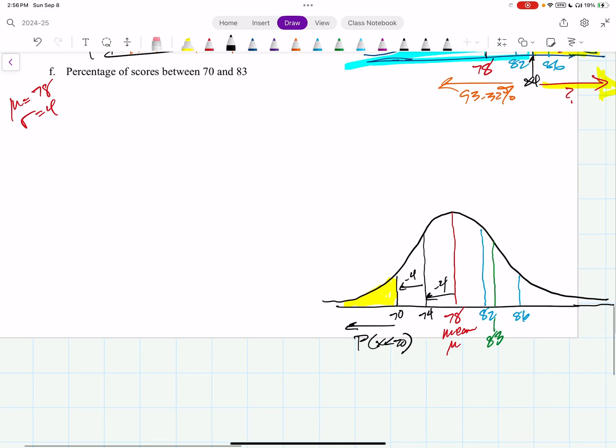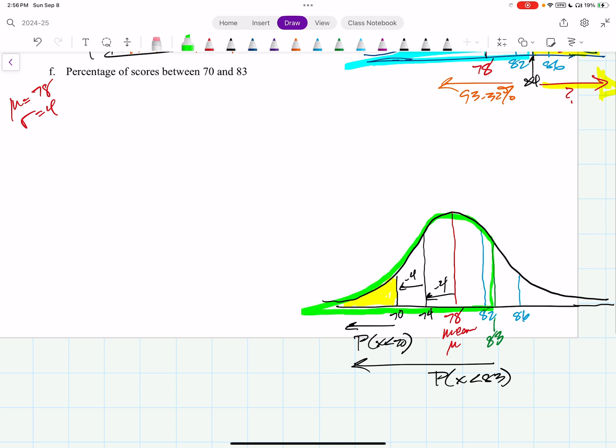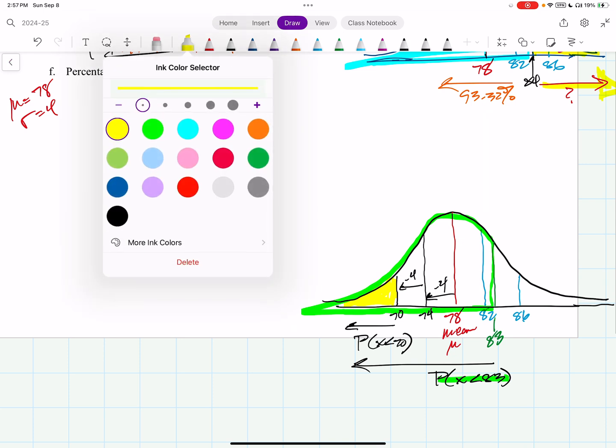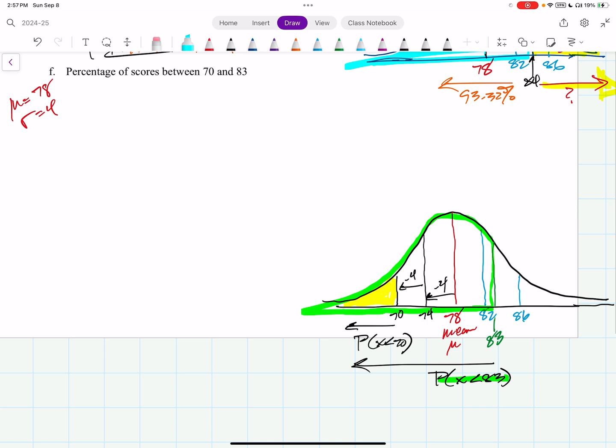Okay, and then we can find the percentage to the left of 83, the percentage of the scores less than 83. That's this one here. Let's shade that in a different color. So let's go with green right now. That's this big area, the green one right there. But what we want is neither one of those two. We want the percentage that's between 70 and 83 in the blue. This is what we want.